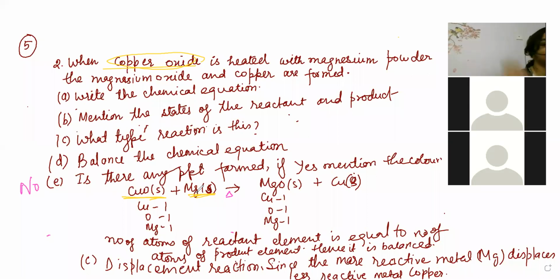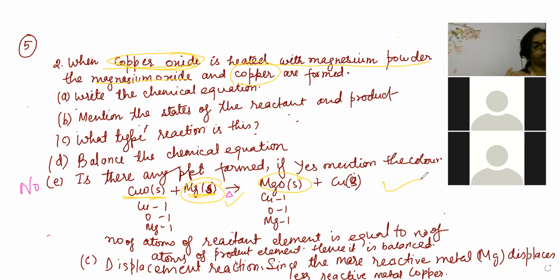You have to understand. Okay, so copper oxide, when it is heated with magnesium powder. So magnesium powder means definitely solid. Then magnesium oxide, that is MgO solid, and copper are formed. Copper metal is solid in room temperature. Since it is heated, I have given the symbol of heated, and this is the reaction, beta.